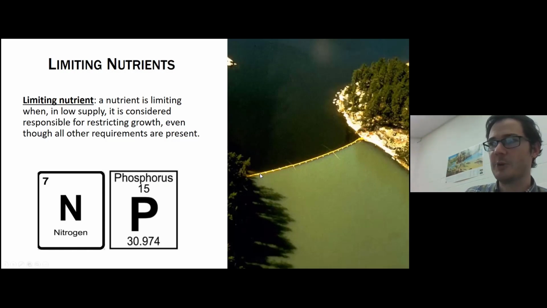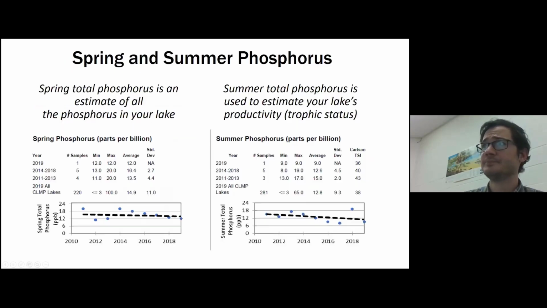And this is a fun experiment where they curtained off a lake. So this is one lake, they put a curtain there, and they put phosphorus on one side and not on the other to see what would happen. And here we learned about phosphorus. So we collect phosphorus in the spring and summer. They tell us different things, and they're useful for different reasons.